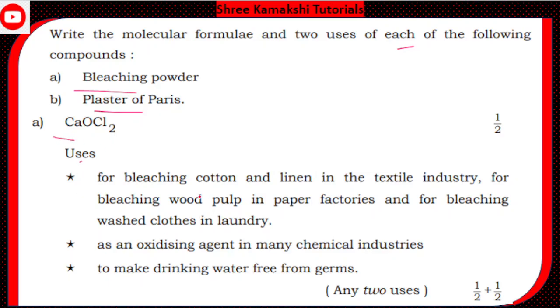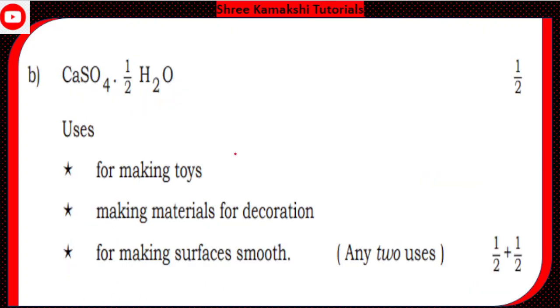The uses are for bleaching cotton and linen in the textile industry, for bleaching wood pulp in paper factories, and for bleaching washed clothes in laundry. And the second is as an oxidizing agent in many chemical industries. And the third is to make drinking water free from germs. And the second one is plaster of Paris, that is CaSO4 1/2 H2O. The uses are for making toys, making materials for decoration, and for making surfaces smooth.